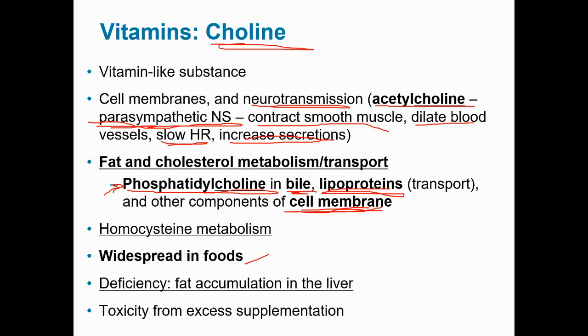In the case that someone does become deficient, though, one of the symptoms that we would see would be fat accumulation in the liver. And part of that would be due to this lack of ability to make phosphatidylcholine, which is what allows us to metabolize and transport fat and cholesterol. Again, toxicity, we're only going to see from over-supplementation of choline.